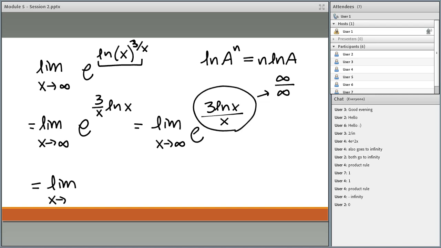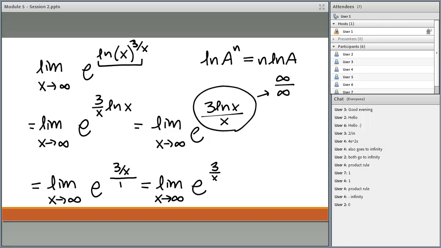I have the limit as x approaches infinity of e. In the numerator, I have 3 natural log x. The derivative of natural log x is 1 over x, and the 3 just stays where it is, so I have 3 over x, or 3 times 1 over x. And then the derivative of the denominator is just 1. So really I have the limit as x approaches infinity of e to the 3 over x.